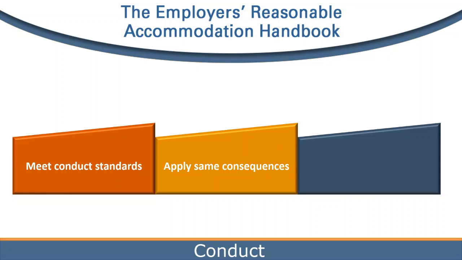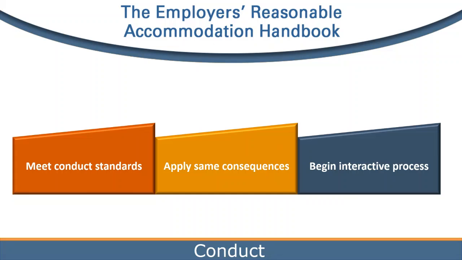Now, when an employee responds to discipline for misconduct by disclosing a disability and requests a reasonable accommodation, the employer should begin the interactive process just like any time an employee makes a request. The employer may apply the consequences for the misconduct as long as the conduct rule is job related and consistent with business necessity and equally applied to all employees.